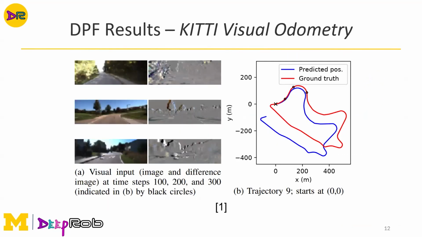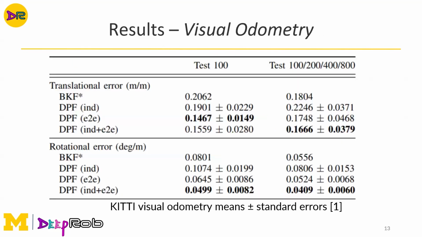So we quickly want to present the results of the KITTI visual odometry experiment conducted in the original DPF paper. As you can see, the input is images and difference images seen in the figure on the left. And on the right, you can see the results of the KITTI visual odometry experiment using the unimodal particle filter. And in particular, you see that there is a pretty large amount of odometry error when the camera yaw rate is high. And we just wanted to quickly highlight some numerical results for this visual odometry test in the original paper.